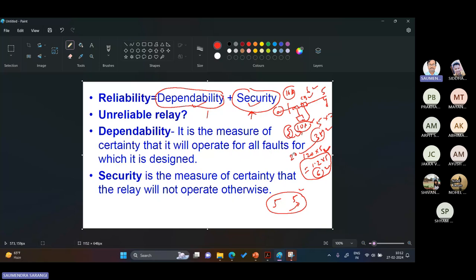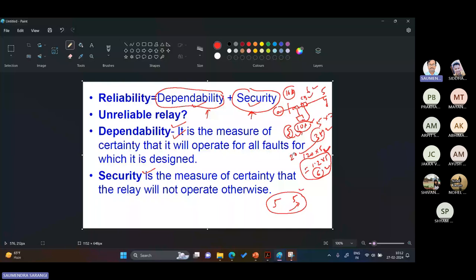So these two conditions we have to understand very properly, that what is a relay characteristic. The relay characteristic should be done in such a way that it will be very dependable. Means it will detect all the type of fault. Why? Because once the fault is not detected, then our restoring business, it will be very time taking.